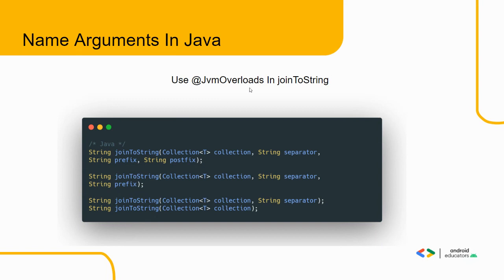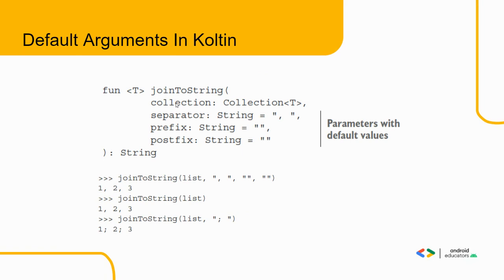So it will create multiple methods with the same name but different arguments, right? You can use this, but still it will create multiple methods. That is the disadvantage in Java. I hope you got the idea of the default arguments part.